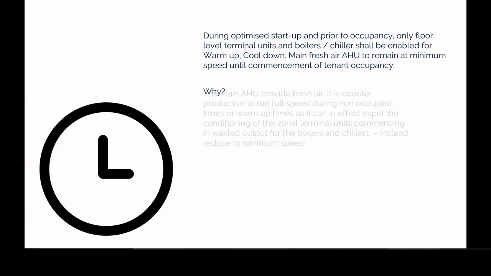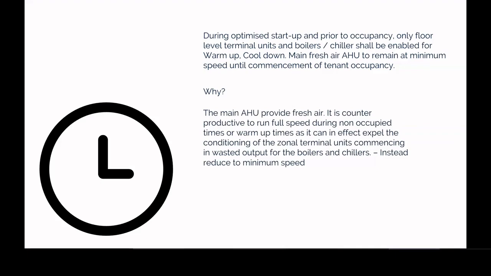So why do we do that? Well, obviously the main AHU provides fresh air, and it becomes counterproductive to run that. So instead, we reduce the fan to its minimum speed, and we only run the boilers and/or the chillers with the fan coil units until we hit standard occupancy, and then we slowly introduce the fans.